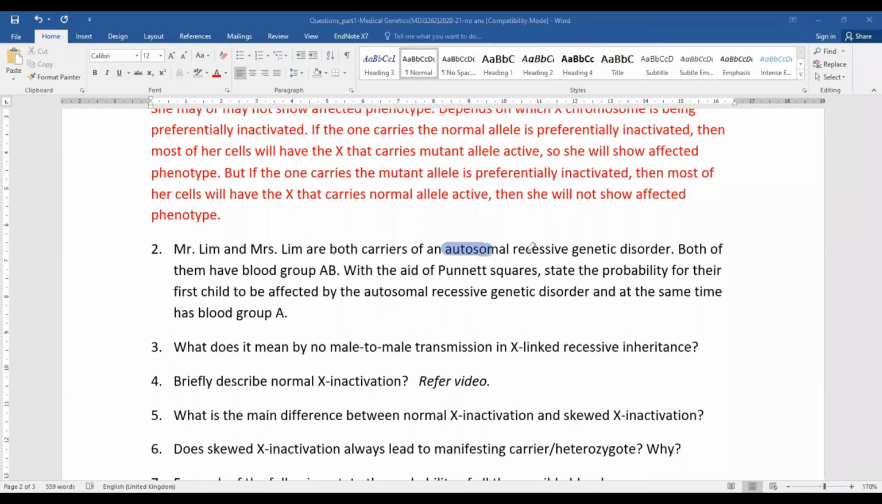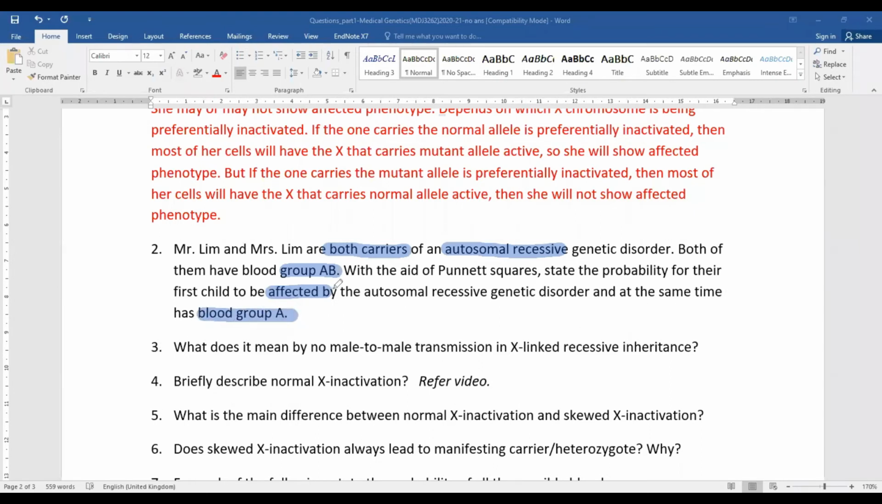So, autosomal recessive. Both of them have blood group AB. Mr. Lim and Mrs. Lim are both carriers of the autosomal recessive disorder, and both are blood group AB. So now you're asked to use a Punnett square and state the probability for their first child to be affected by the autosomal recessive genetic disorder and at the same time have blood group A.